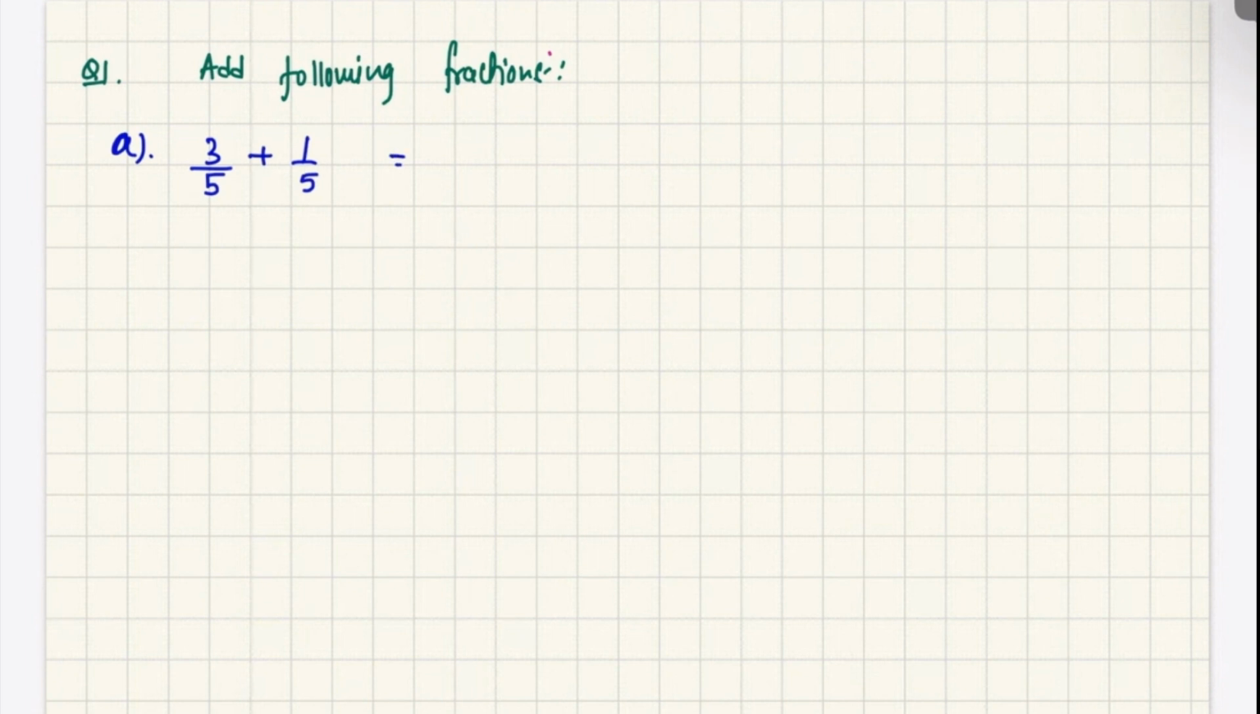Okay. So here, my question 1. Add the following fractions. So you guys also start doing it. I'll be doing it really quick, try to match my speed. Question number A, or part one in the book, is 3 by 5 and 1 by 5. You know that the denominators are the same, so they are like fractions. I'll keep the denominator the same, that is 5, and I'll do 3 plus 1, that is 4 by 5 is the answer.